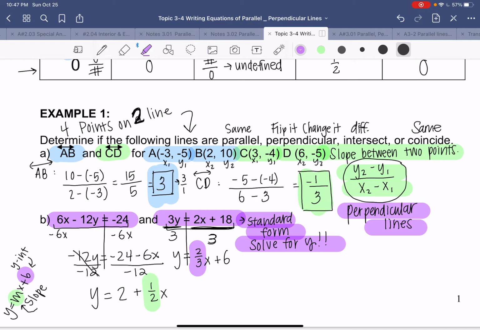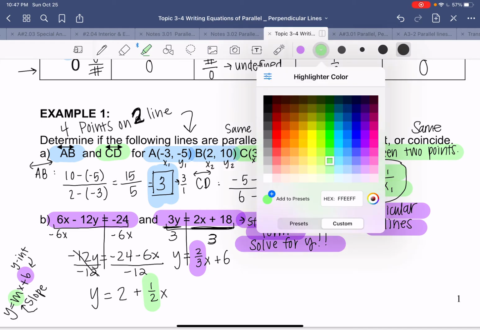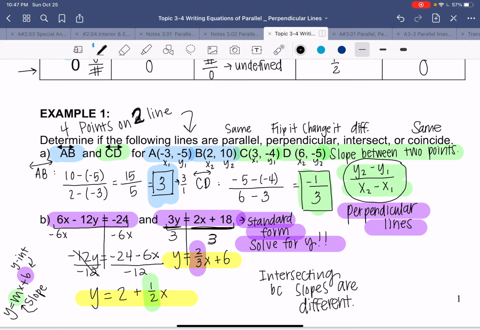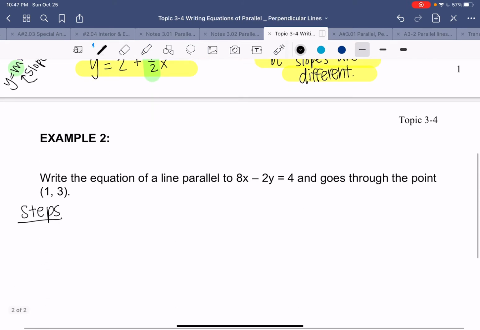So because these slopes are different, and I'm going to highlight both equations here. Because the equations are different and the slopes are different, these are just intersecting. Because slopes are different. All right. Lots of highlighting today.